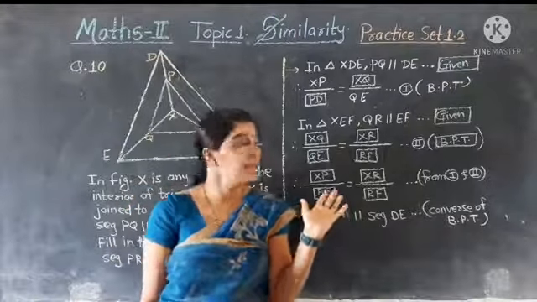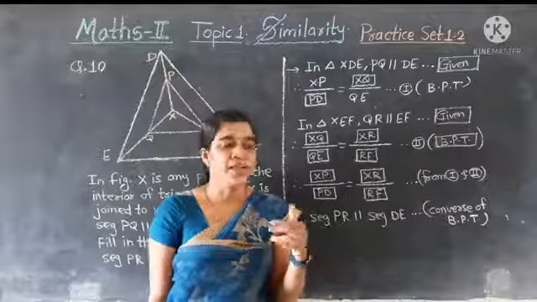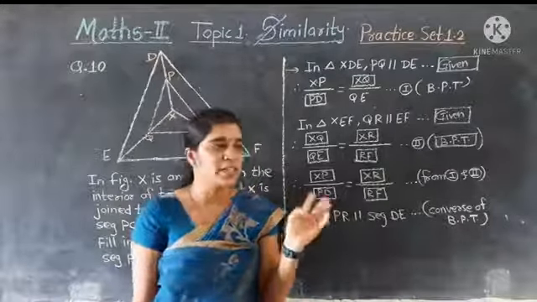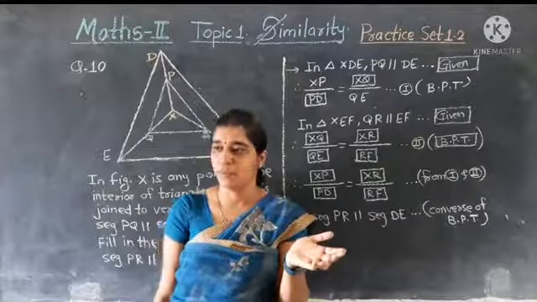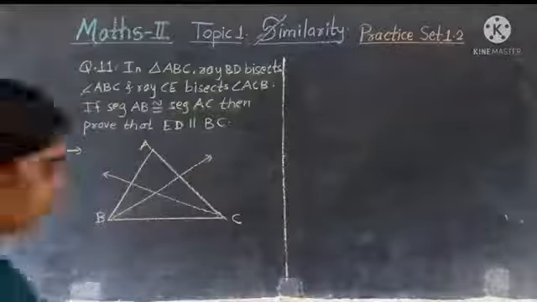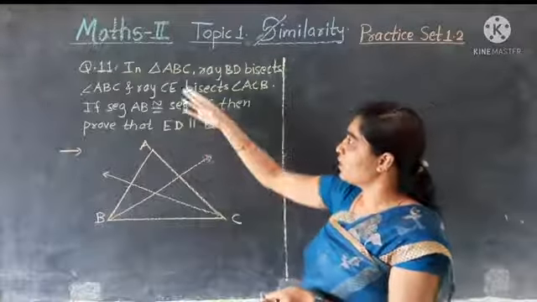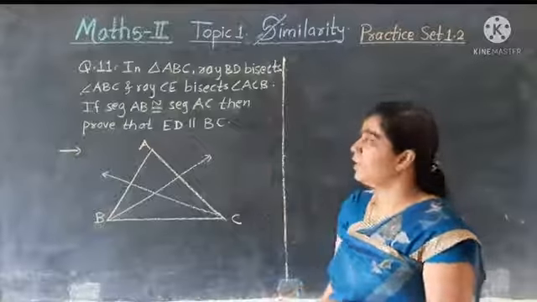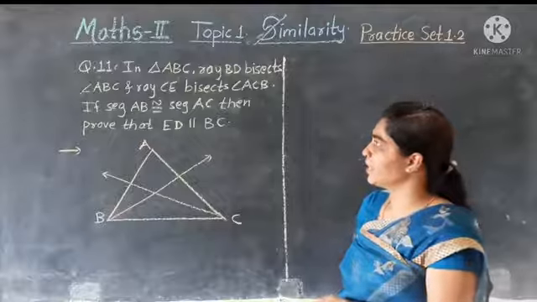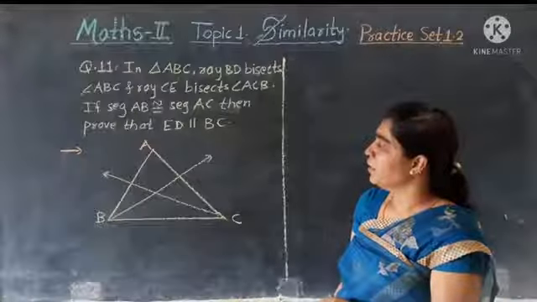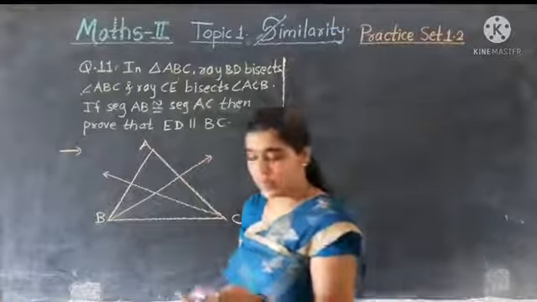Okay, understand? This is an activity type question. In question number 2A and question number 3A, for 2 marks and for 3 marks, you have activity type questions in the question paper. See the last question in this exercise. Question number 11. In triangle ABC, ray BD bisects angle ABC and ray CE bisects angle ACB. If AB is congruent to AC, then prove that ED is parallel to BC.